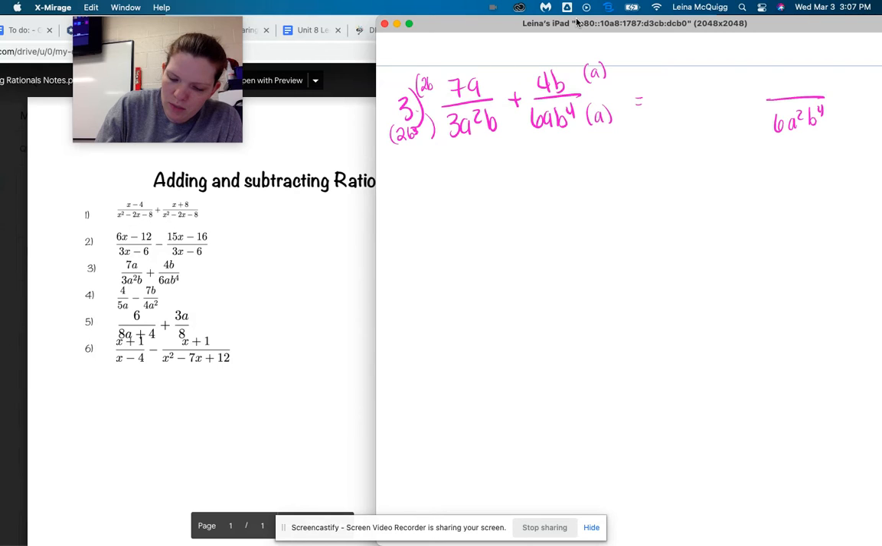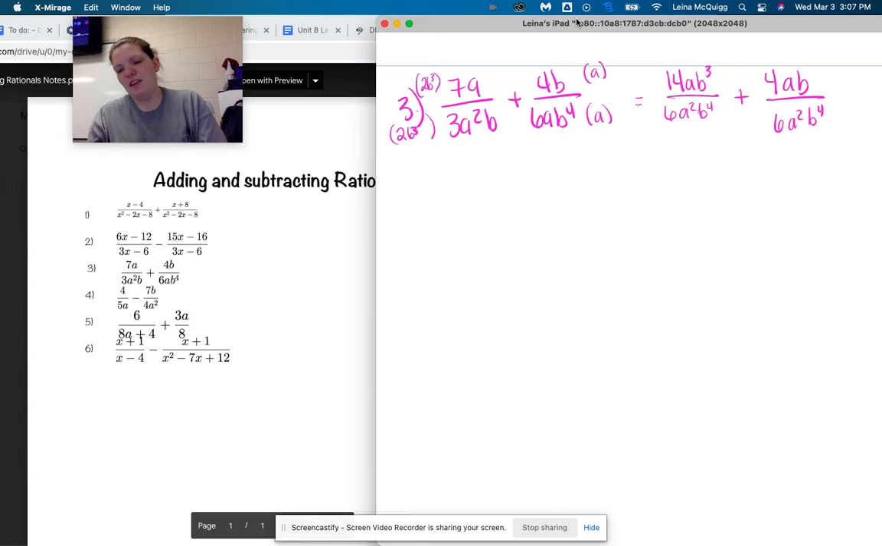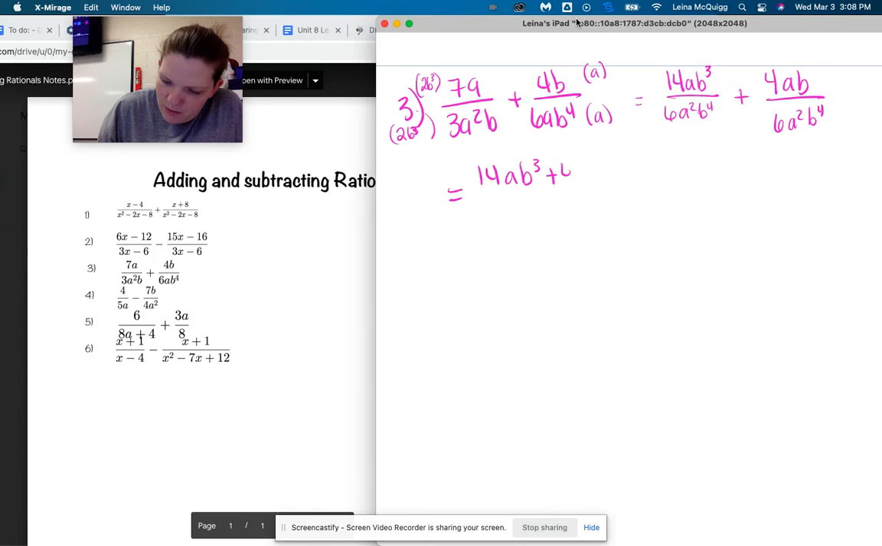I'm going to multiply this by 2b to the 3rd, right? So 2 times 3 would give me the 6. A squared stays. B cubed times b is b to the power of 4. 3 plus 1 is 4. And then in the numerator, 7 times 2 is 14. Then I would have a b cubed. And then 4ab. So this gives me 14ab cubed plus 4ab in the numerator. These are not like terms because that first term has a b cubed. The exponent's not the same. Over 6a squared b to the power of 4.